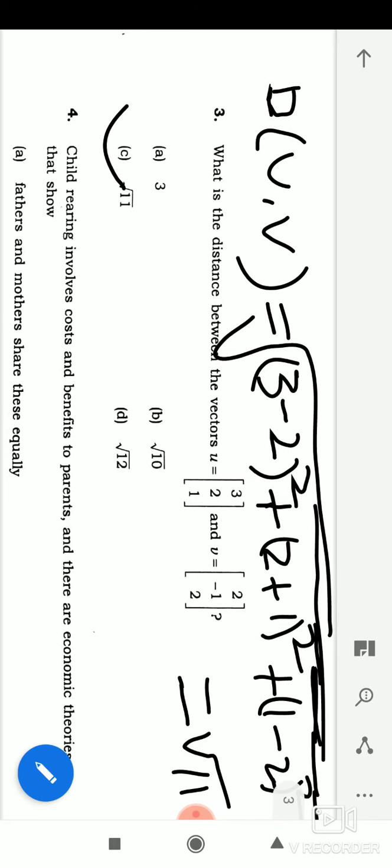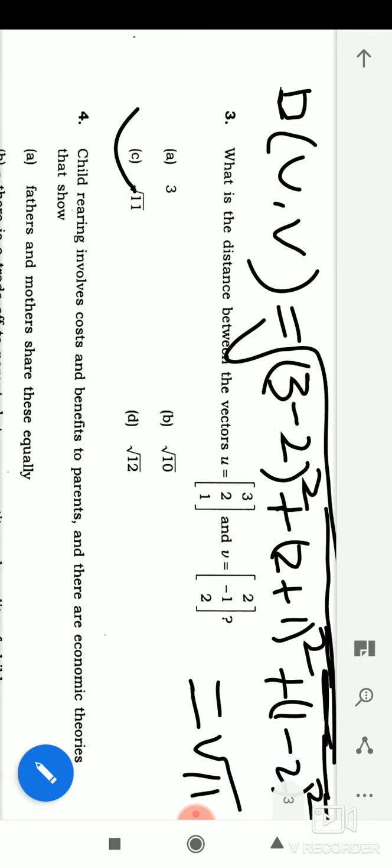Then we have to take the square root of the whole. So 3 minus 2 equals 1, square of 1 equals 1. Now 2 plus 1 is 3 and the square of 3 equals 9, and then 1 minus 2 equals minus 1, but its square is 1. So 1 plus 9 plus 1 equals 11. Now the root is there, so the value is root 11, which is given in option C. So option C is the correct answer.